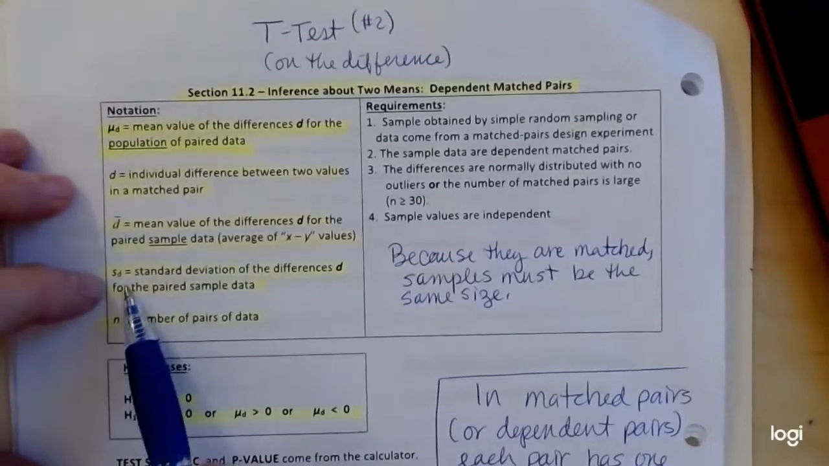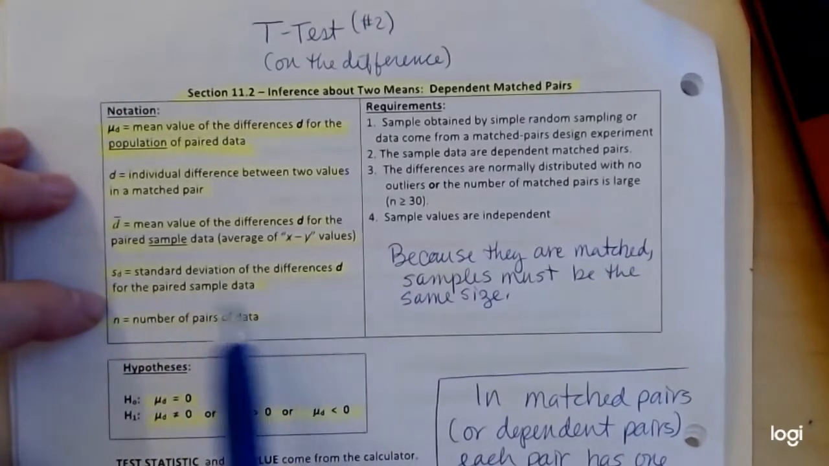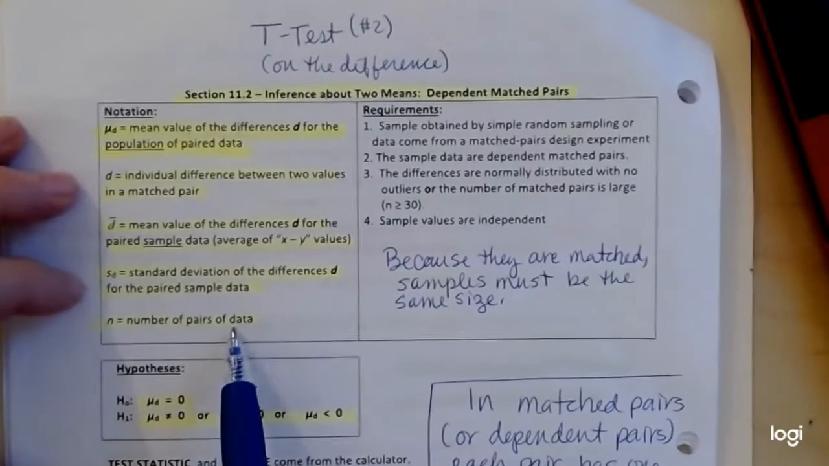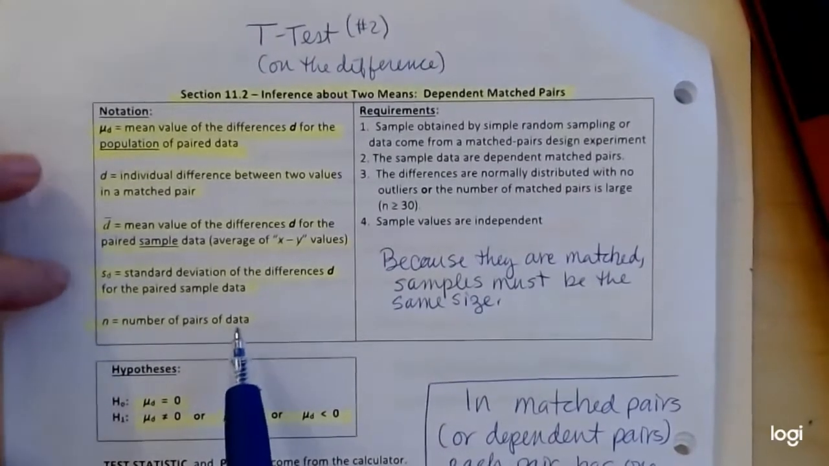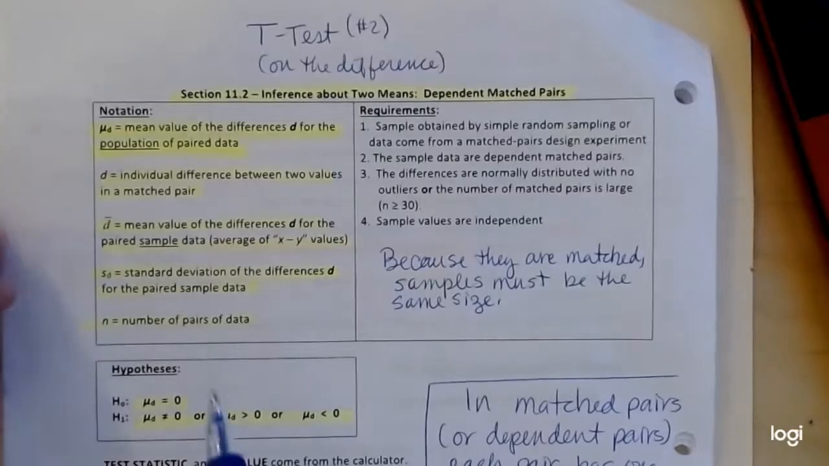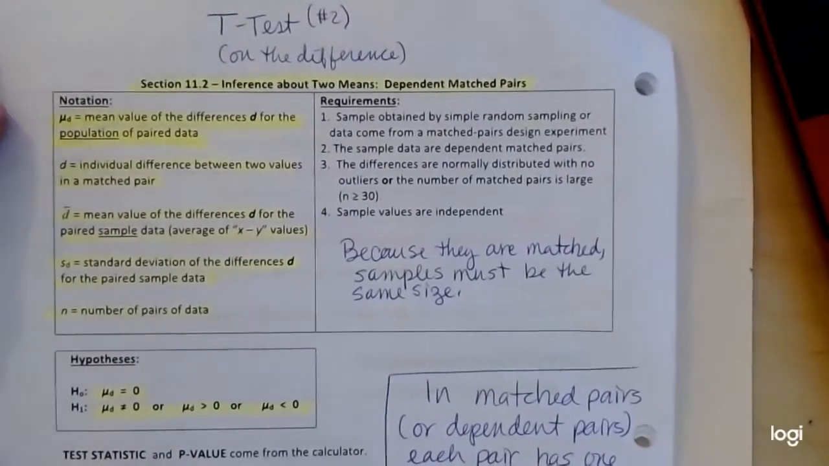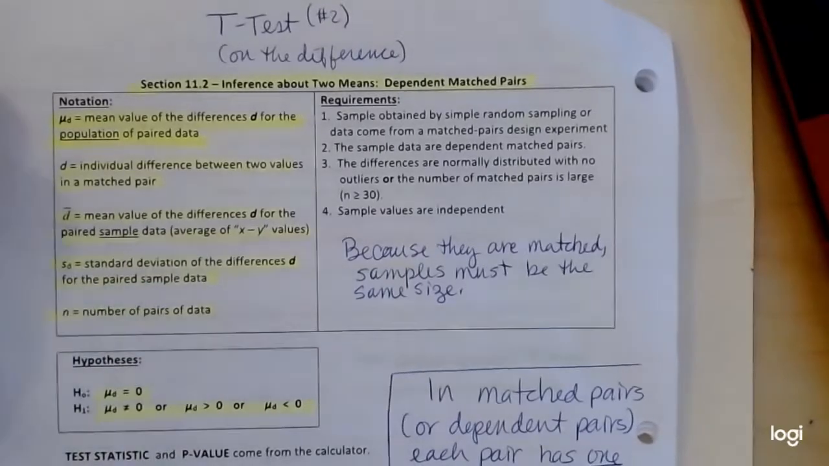And s sub d is the standard deviation of the differences for the sample data, and n is the number of pairs. Remember, these are in pairs, so the two samples have to be the same size because they are matched up, one on one. You can't have a different number in each of them or someone wouldn't have a match.